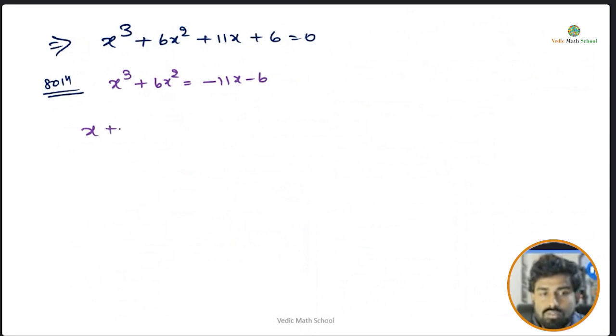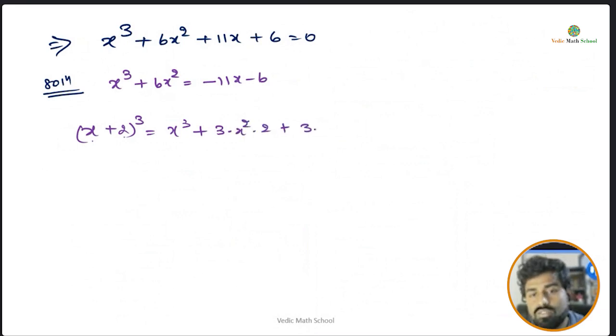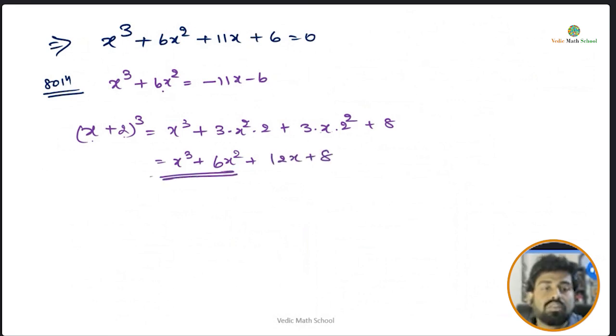So I'm writing plus 2, and then we are finding the cubes. So x cube plus 3 into x into 2, x square into 2 plus 3 into, now x will be simple and 2 will going to be squared, and now 2 cubes, that is 8 I'm writing. So solve it. X cube plus 3 into 2 is 6x square plus 3x and 2 squared is 4. So 4 3 is 12. Now this is x cube plus 6x squared.